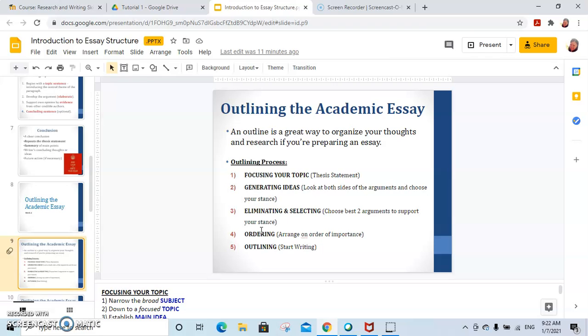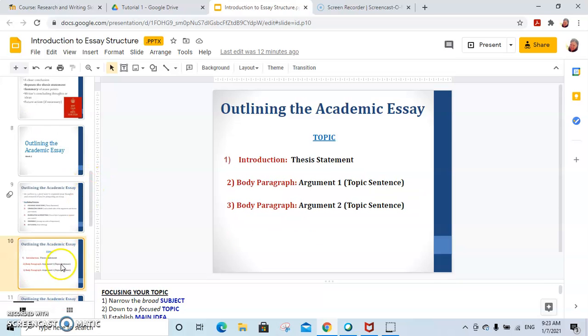Okay, and then ordering. Arrange your arguments, and what are likely to be your supporting details, in logical order. Argument 1 for body paragraph 1, argument 2 for body paragraph 2. Then from there you should be able to provide supporting details for each argument. Because the two arguments cannot be combined in one long paragraph. No, they have to be in two separate paragraphs. And then only you start writing. All right, now moving on to the next slide.